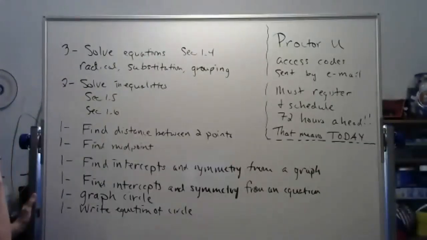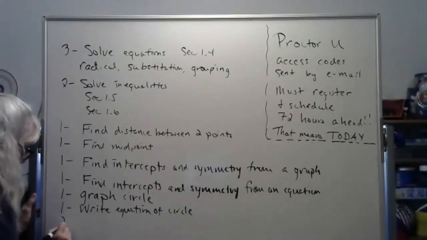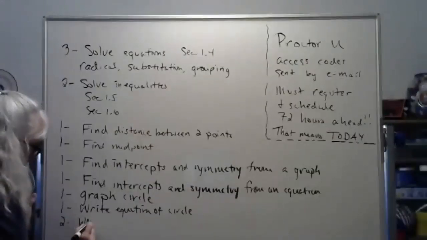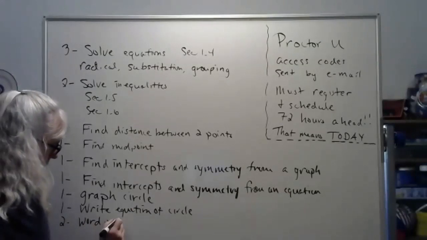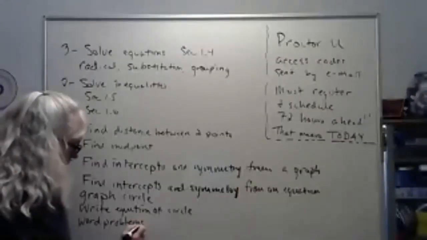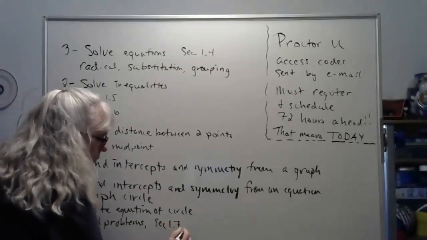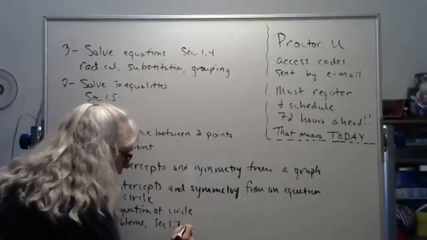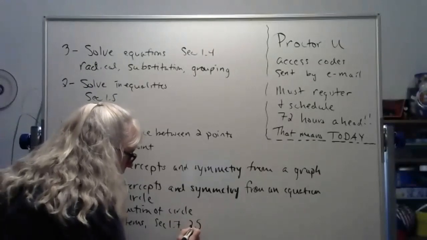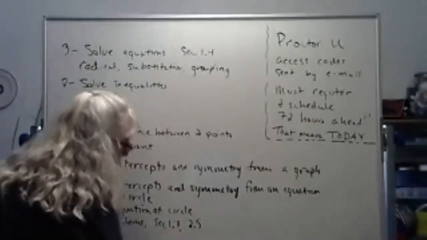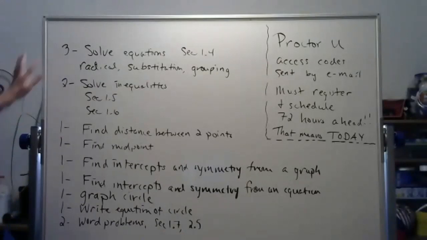And then finally, 2 application problems. So 2 word problems. One is from section 1.7 and the other one is from just yesterday on the variation. So that was section 2.5. So one from each section. And that should be our 13. So there's 5, 6, 7, 8, 9, 10, 11, 12, 13. There it is. So that's all 13 questions.